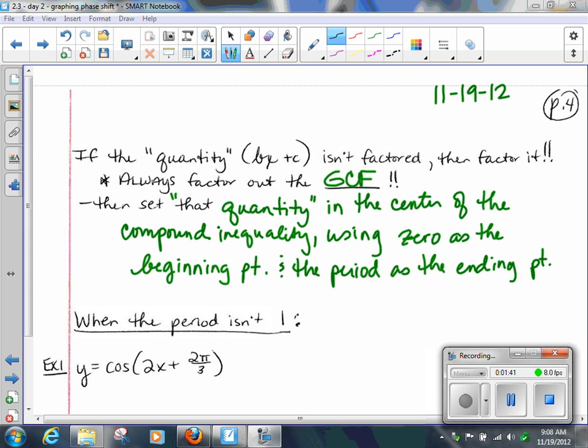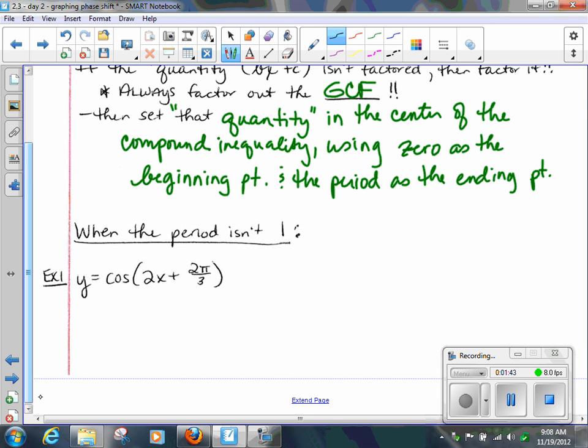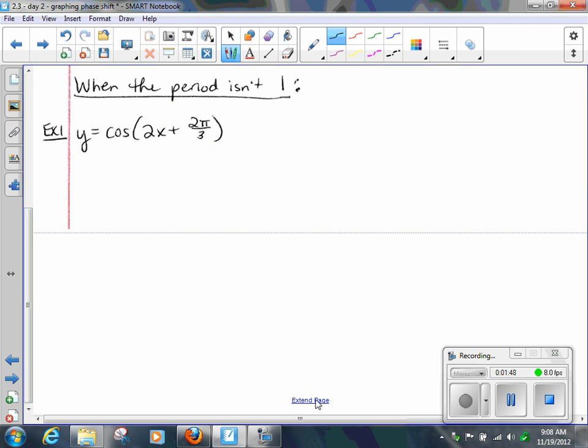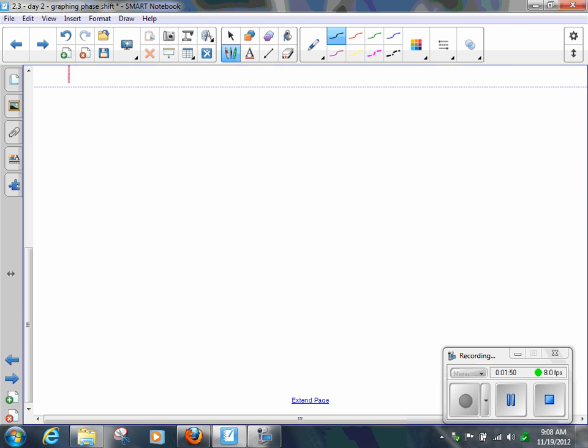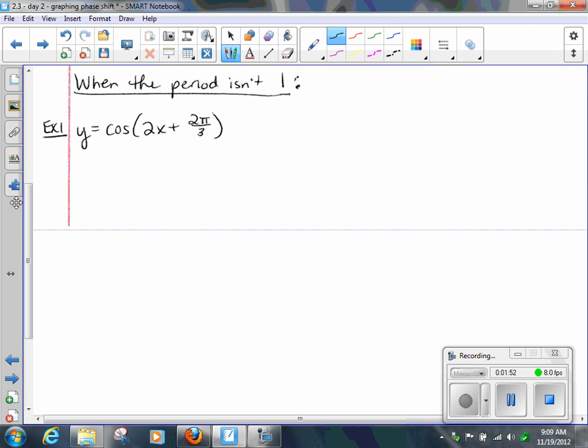All right, so what are we going to do when the period isn't 1? How are we going to handle that? If you look at this problem, we've got to factor out a GCF, and we need to make that coefficient 1. So we're going to factor out a GCF of 2. Whatever that number is, that's what we want to factor out. Now look what's going to happen.